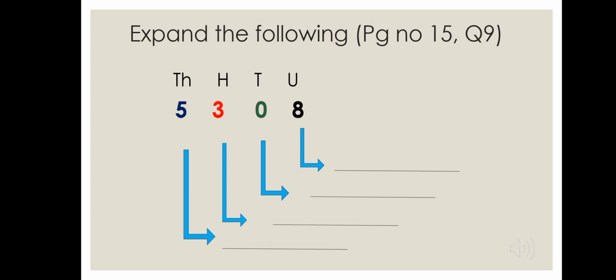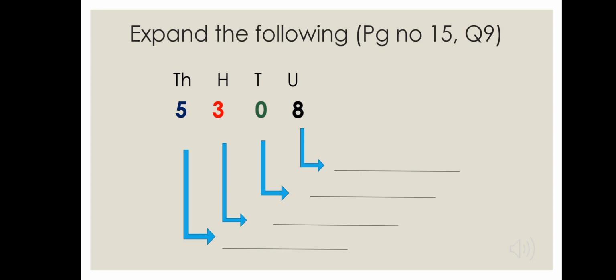For example, if 8 holds the place value of unit, you are going to write 8. If 0 holds the place value of tens, you are going to write 0, but 2 times, as I told you that whenever you are expanding a digit which holds the place value of tens, you write one more 0 after it. And whenever you are expanding a digit which is written with the place value of hundreds, you write 2 zeros after it. So when you are expanding 3, you will write 300.